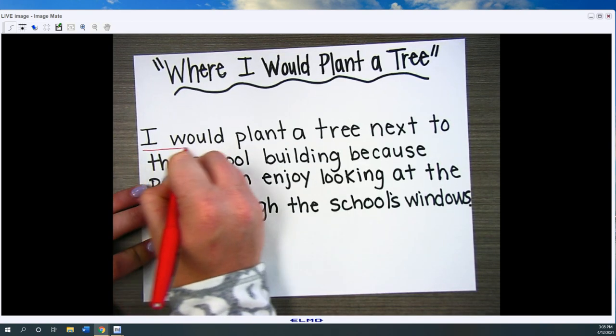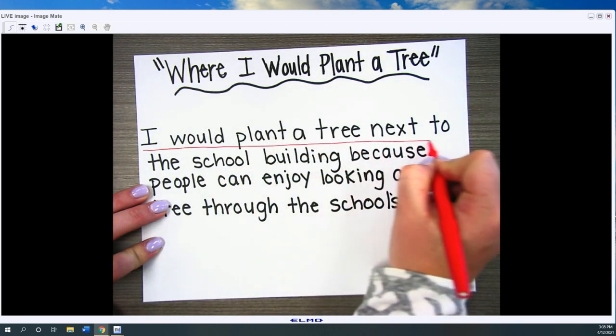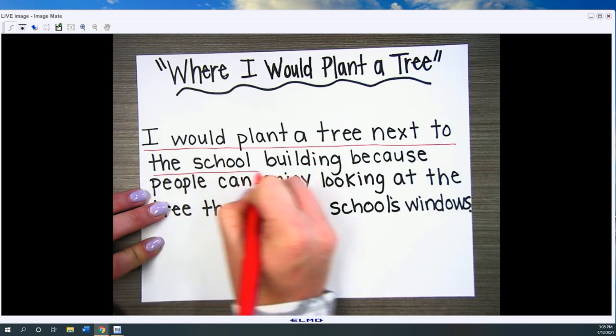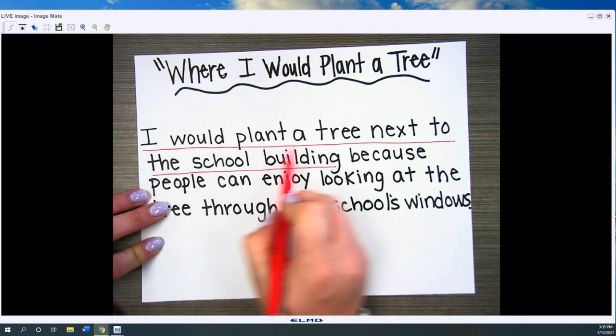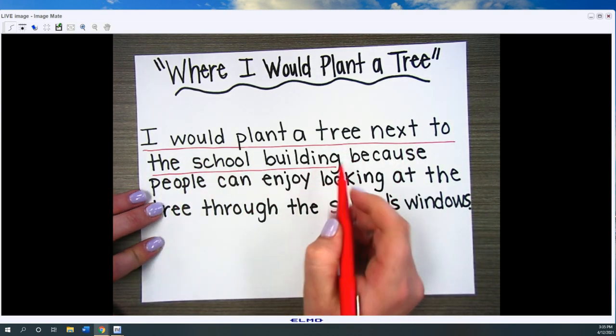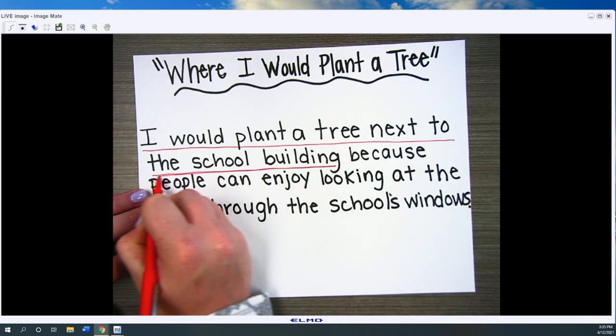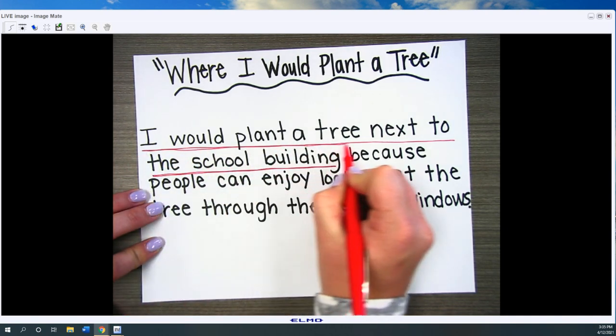because not everybody would have the same opinion. So I would plant a tree next to the school building. So that is our opinion. And I'm going to underline our opinion in red.